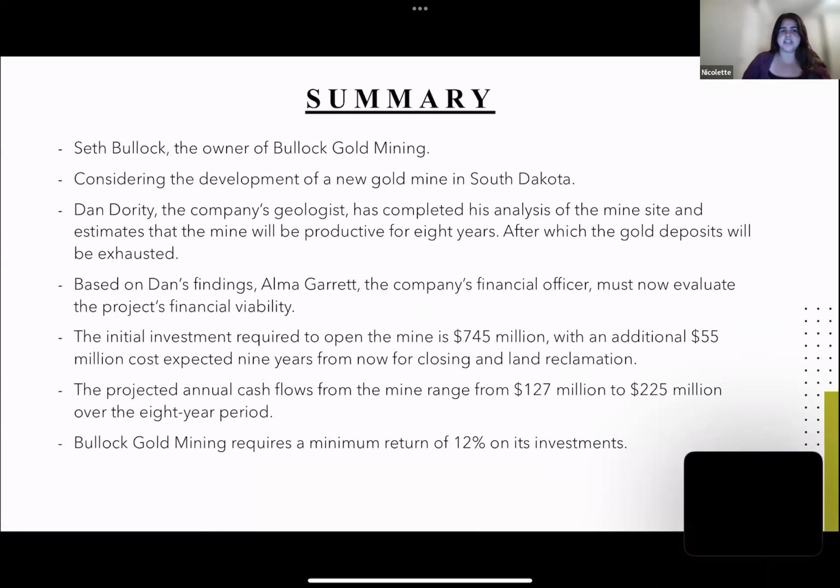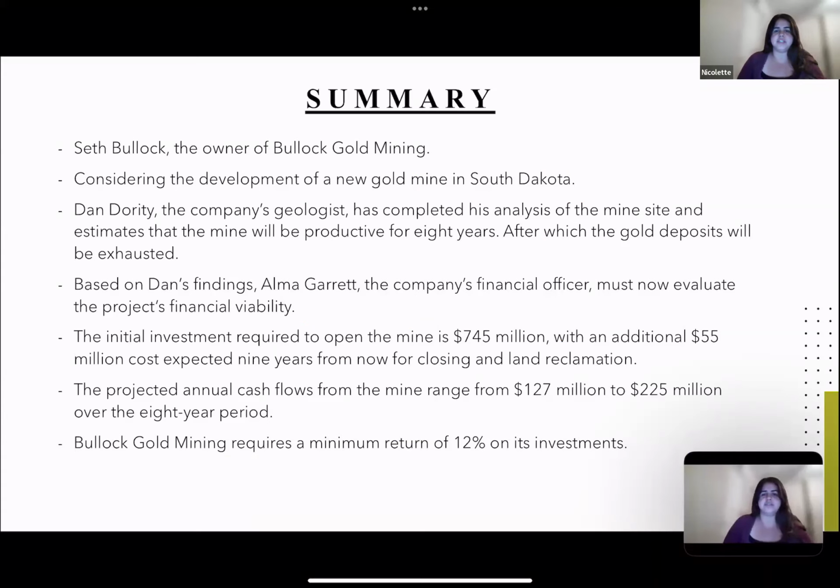For the summary of the case, Seth Bullock, the owner of Bullock Gold Mining, is considering the development of a new gold mine in South Dakota. Dan Doherty, the company's geologist, has completed his analysis of the mine site and estimates that the mine will be productive for 8 years, after which the gold deposit will be exhausted. Based on Dan's findings, Al McGarrett, the company's financial officer, must now evaluate the project's financial viability.